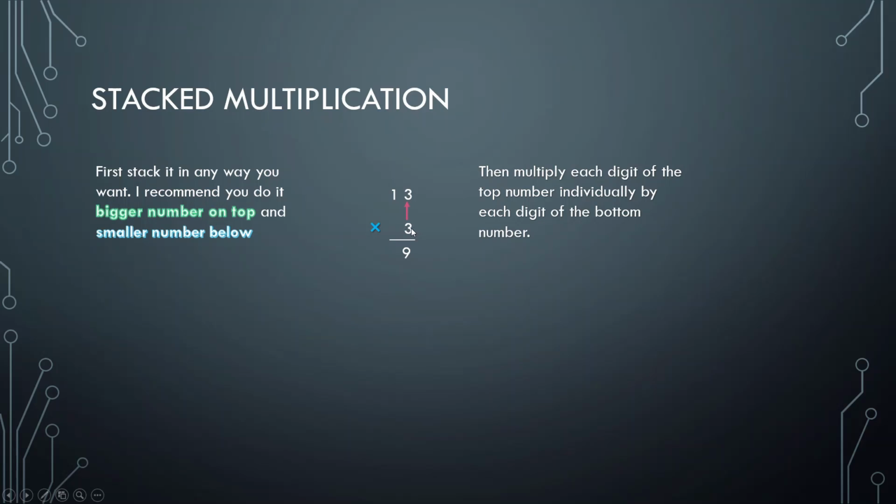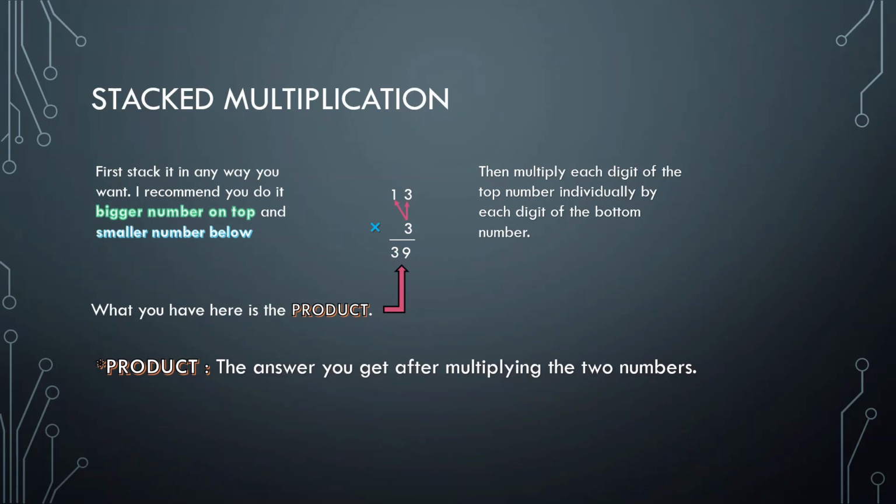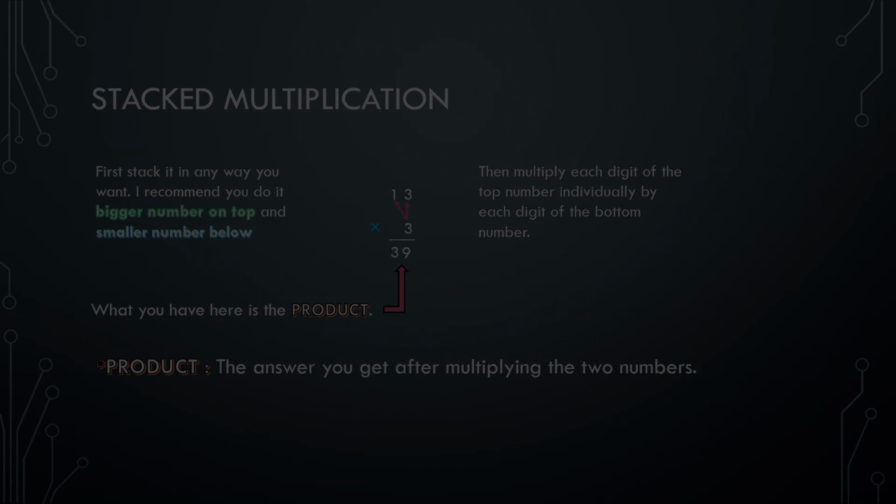And what you have to do right now is multiply this 3 by the tens digit in the next column. So it would look something like this. 3 times 1 gives us a 3. So this is how you do stacked multiplication. We'll look at more examples down the road, but this is basically how you do it. The answer that you get under is called the product. Product is the answer you get after multiplying two numbers. So the answer here is 39.